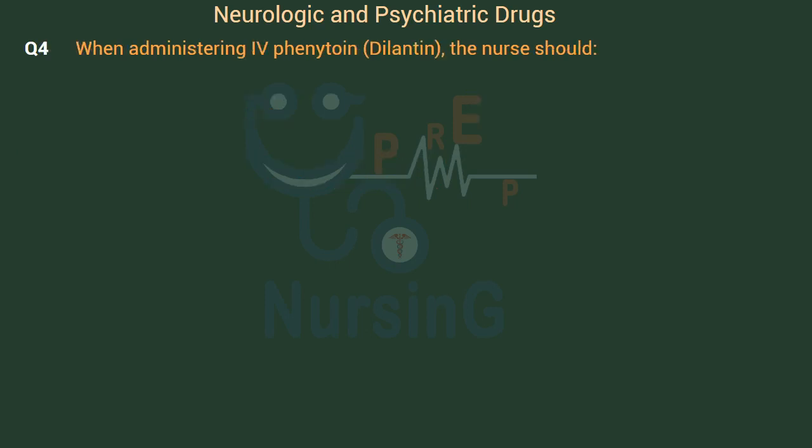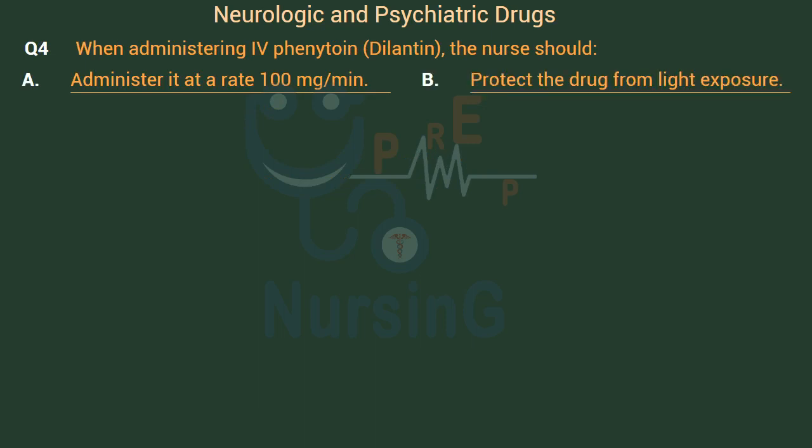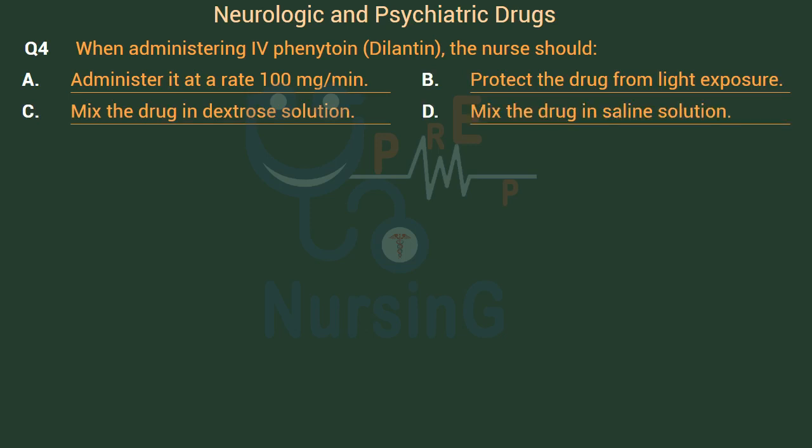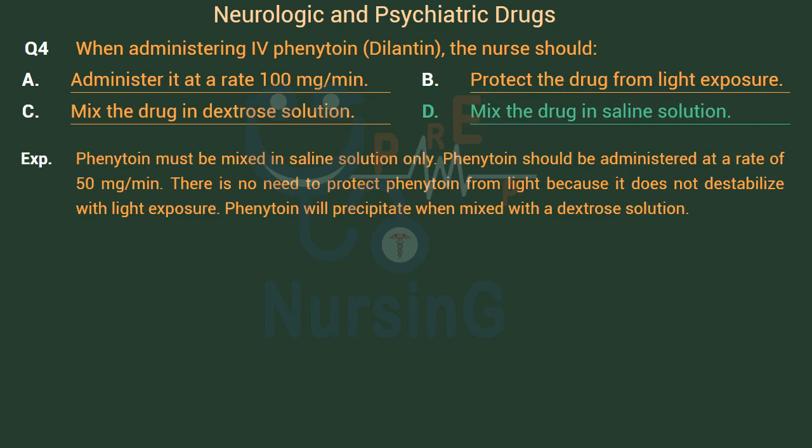When administering phenytoin, Dilantin, the nurse should Option A. Administer it at a rate of 100 mg per minute. Option B. Protect the drug from light exposure. Option C. Mix the drug in dextrose solution. Option D. Mix the drug in saline solution. Right answer is Option D. Mix the drug in saline solution.